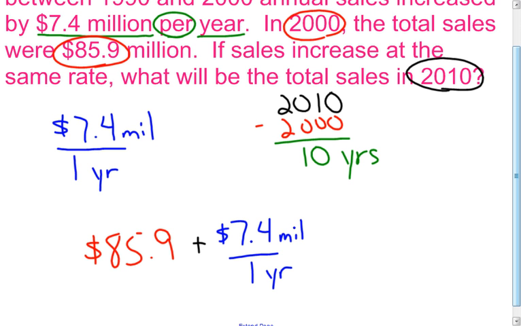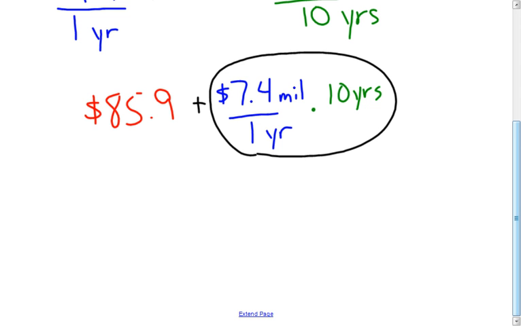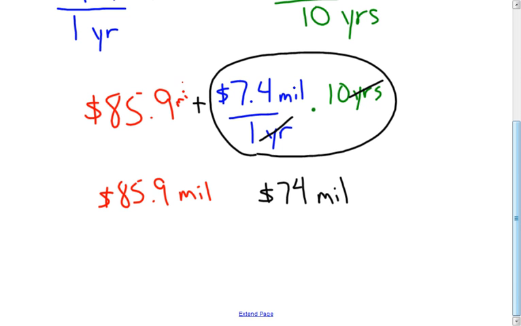But then if we multiply this by those 10 years that we are going to increase our sales, let me just circle what I'm going to do. This part right here is going to give us that change in 10 years. Well, when I multiply that, I'm going to end up with $74 million, because notice our years will divide out, and the only label left is $74 million. Then I still have my, and again I forgot my million on this, but $85.9 million here. I'll stick it in up there.